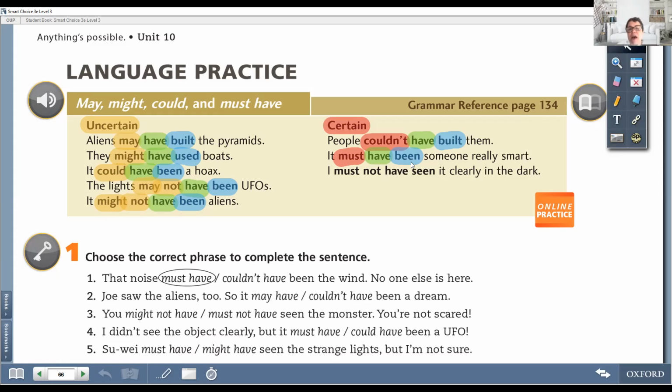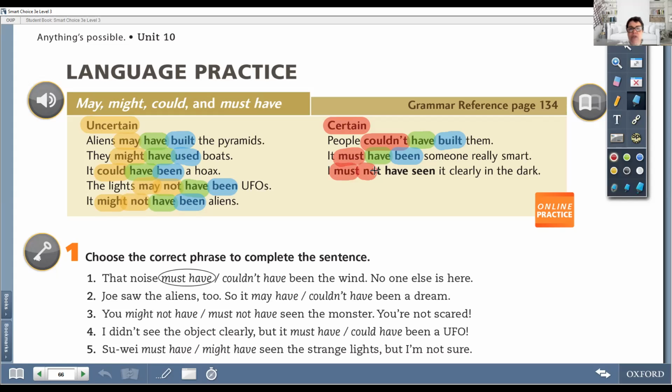Or it must have been someone really smart. It must have been someone really smart. So this is something I'm sure about, okay? Now, when I want to say the negative using the modal verb must, I just put the word not together with the modal, okay? So let's highlight that.